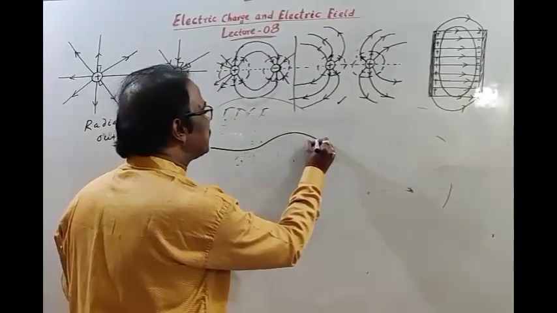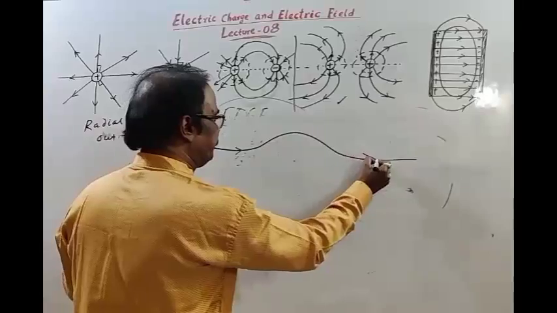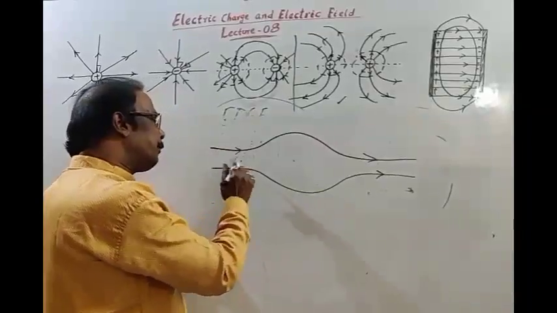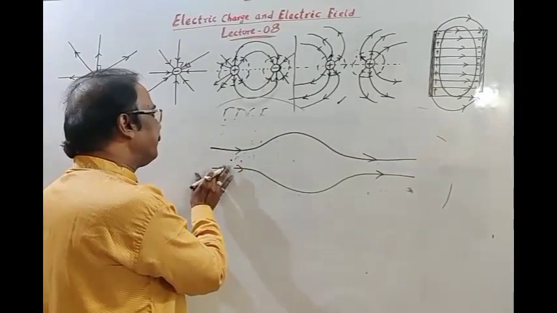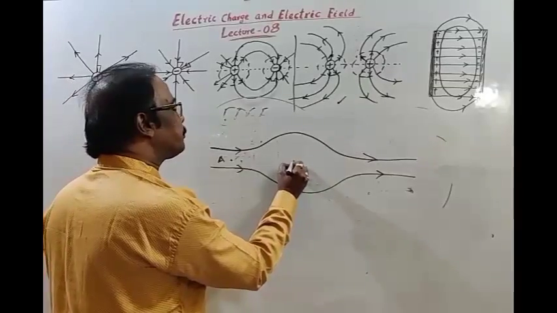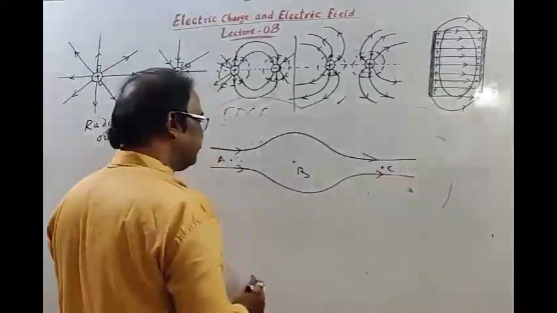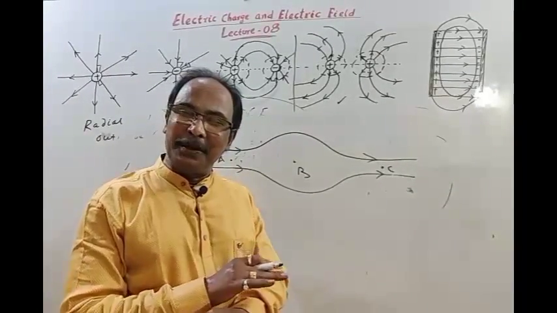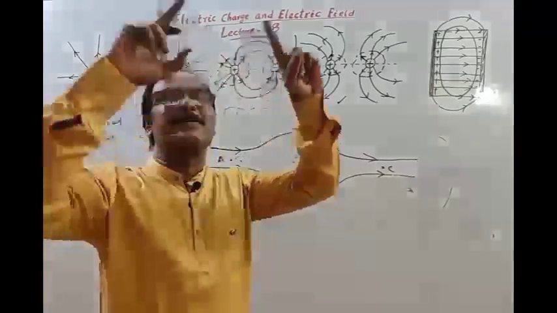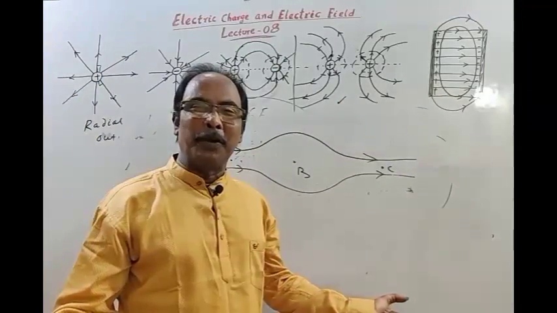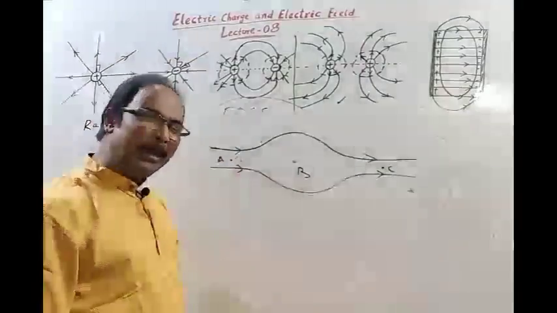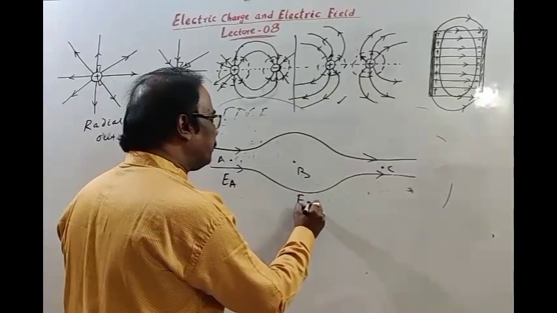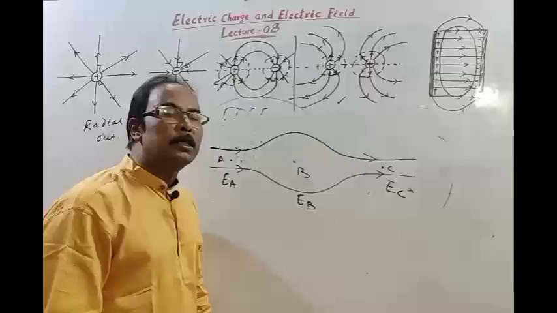Suppose this is the representation of two lines of force. They are very common questions. Suppose you have represented two lines of force. This point is A. This point is B. This point is C. So where there are lines of force, there is electric field. Okay. So it implies where there are no lines of force, there is no electric field, as that of inside the surface of a charged body. Okay. So here there are lines of force, there must be electric field. Let electric field at point A be EA. Electric field at point B is EB. Electric field at point C is EC.